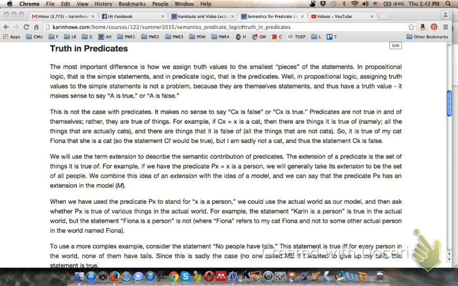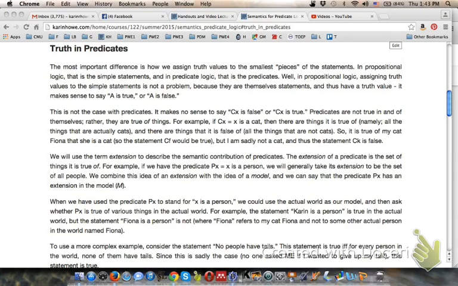For example, if Cx stands for x is a cat, then there are things that it is true of, namely all the things that are actually cats, and there are things that it is false of, all the things that are not cats. So it is true of my cat Fiona that she is a cat, so the statement Cf would be true, but I am sadly not a cat, and thus the statement Ck is false.